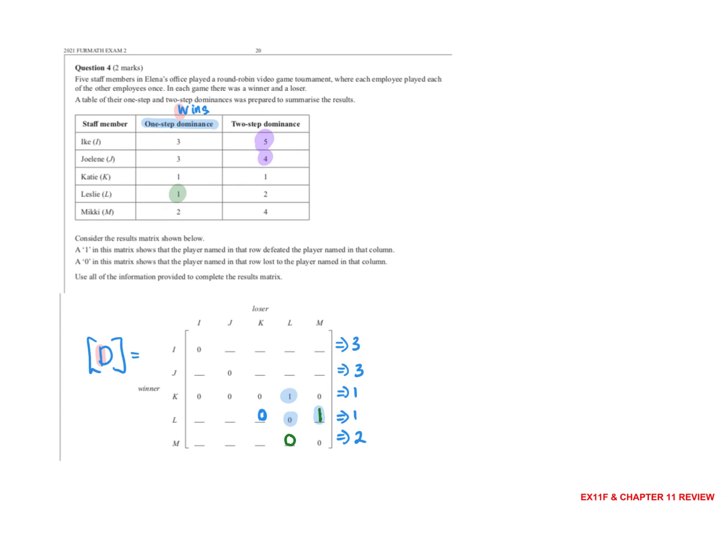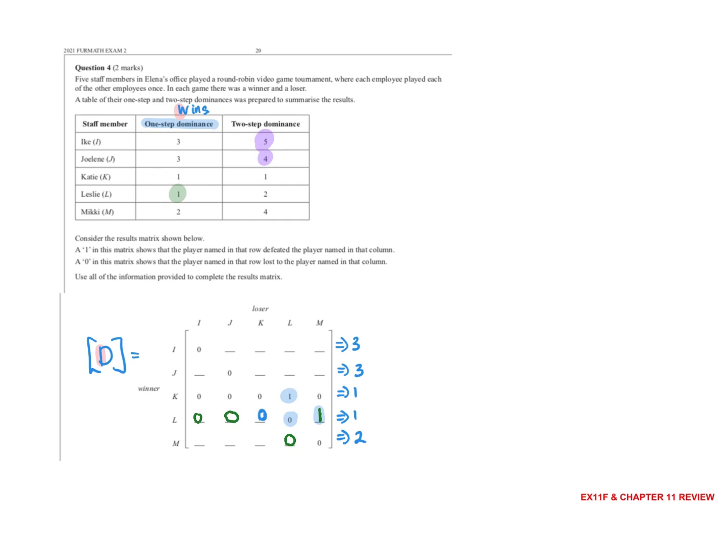Leslie has a two-step dominance over someone else. So they've already beaten someone like that. So they've already got their one game, so we could put 0-0 everywhere else. So Mickey must have beaten someone else, to get the two-step dominance.